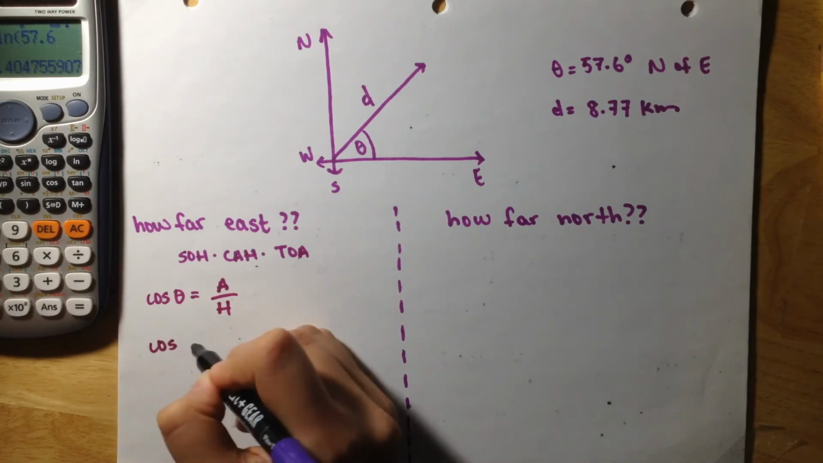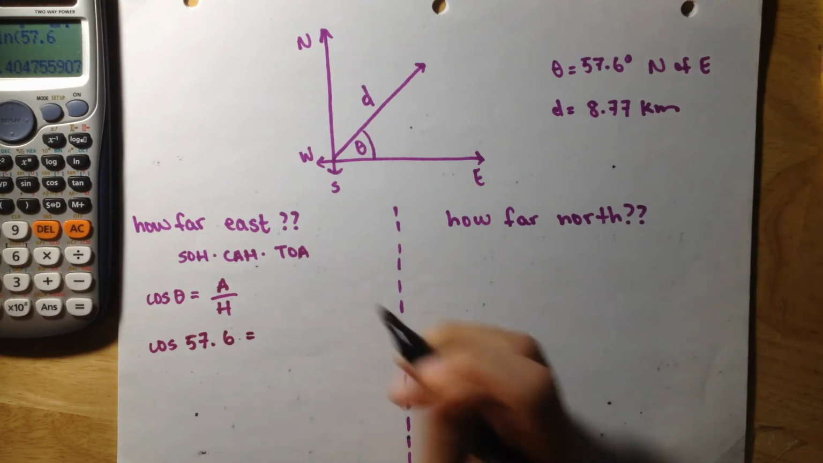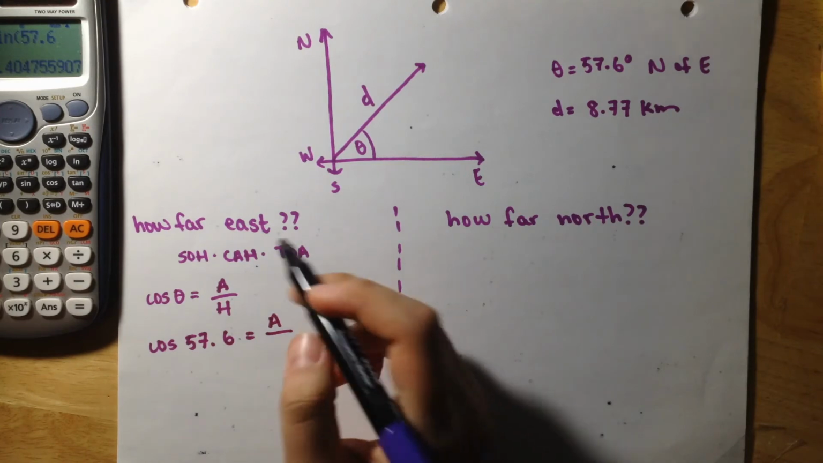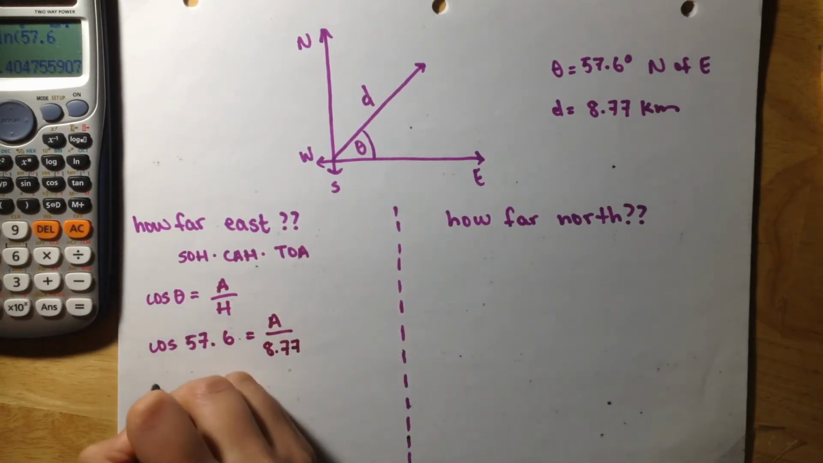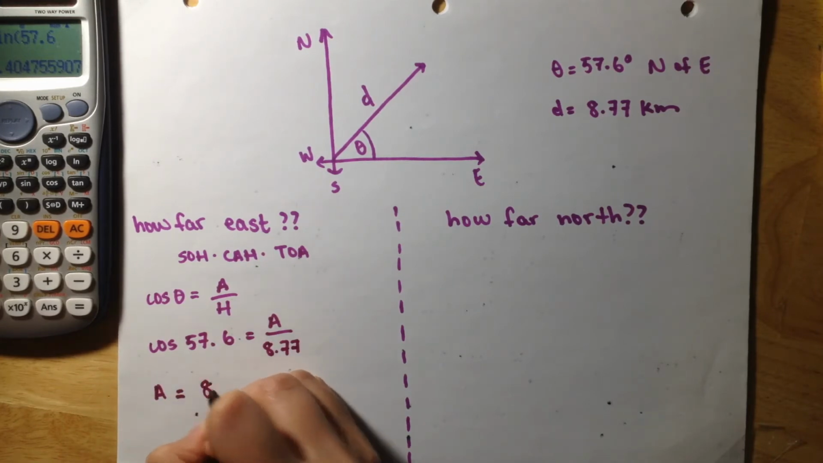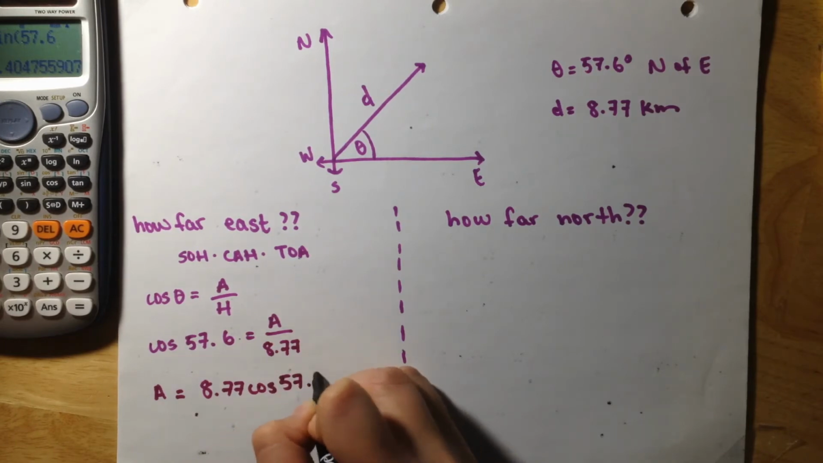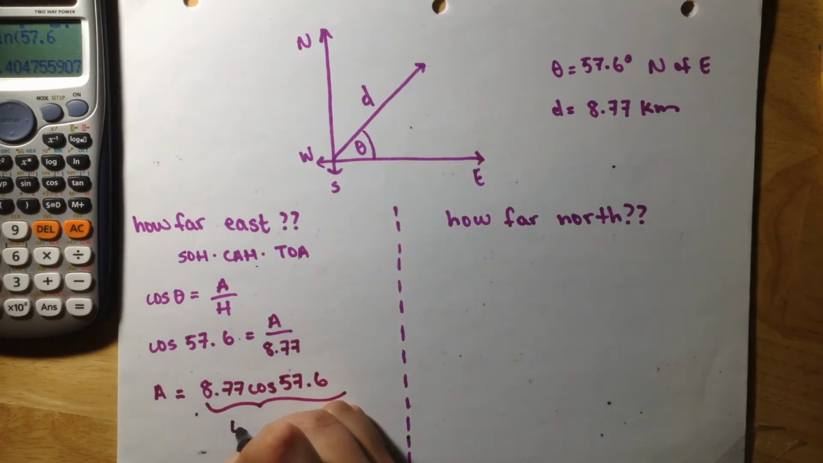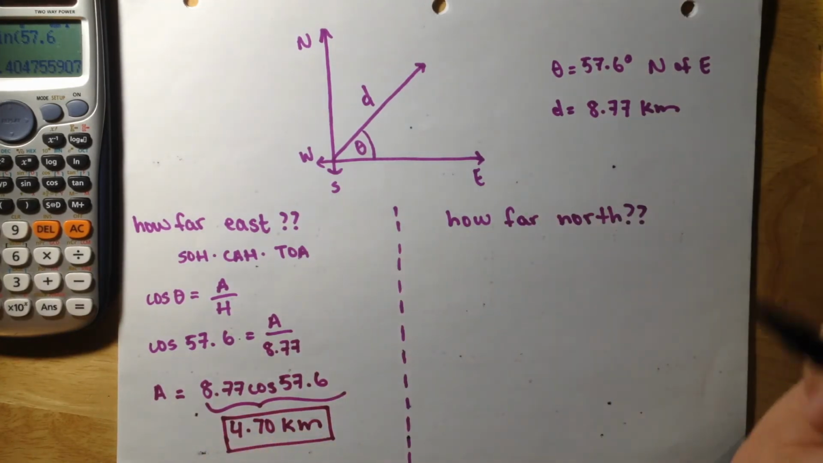So cosine of 57.6 equals the adjacent side, which we need to find, over the hypotenuse, which is 8.77. Rearrange this to find the adjacent side. 8.77 times the cosine of 57.6, and we get 4.70 kilometers as the distance that you traveled in the east direction.